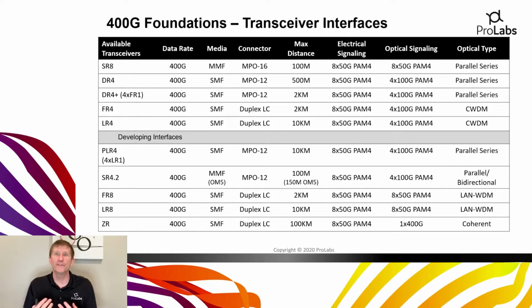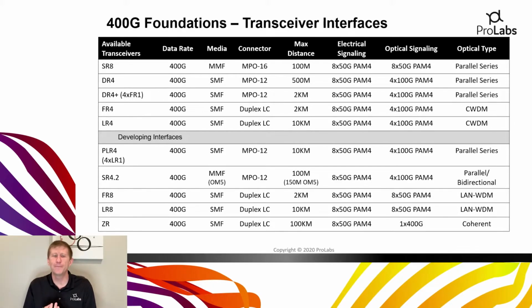So as we look at what's next, right, for these developing 400 gig interfaces, there's a number of them. You've got your PLR4, which is a 4x100 LR, so basically the same as the DR4 and DR4 Plus, except for a 10 kilometer reach. Then you get to SR4.2 on the multi-mode side, which is trying to take the place of a quote-unquote BiDi connection. It's using the MPO12 type connector, going to have a transmit and receive on a single multi-mode fiber. And this is where OM5 fiber is going to come in handy for this particular connection.